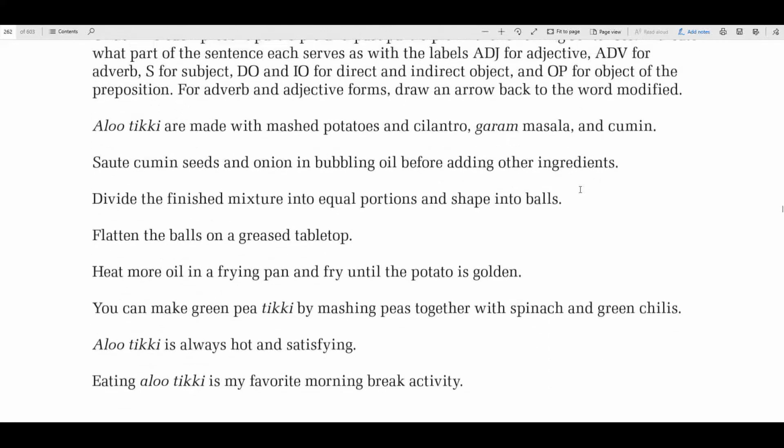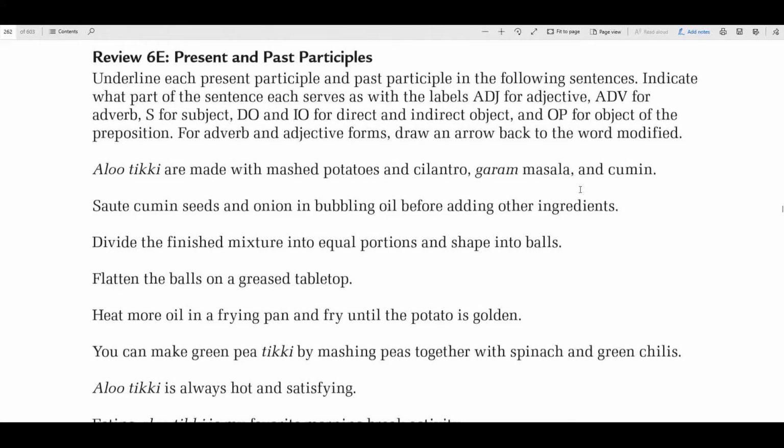So, okay, for 6E, these are present and past participles. Now, we're going to underline each present participle and past participle in the following sentences. We're going to indicate what part of the sentence each serves as, with labels as ADJ for adjective, ADV for adverb, S for subject, DO and IO for direct and indirect object, OP for object preposition. Now, if it's an adverb or adjective, then we need to draw an arrow to the word that it's modifying.